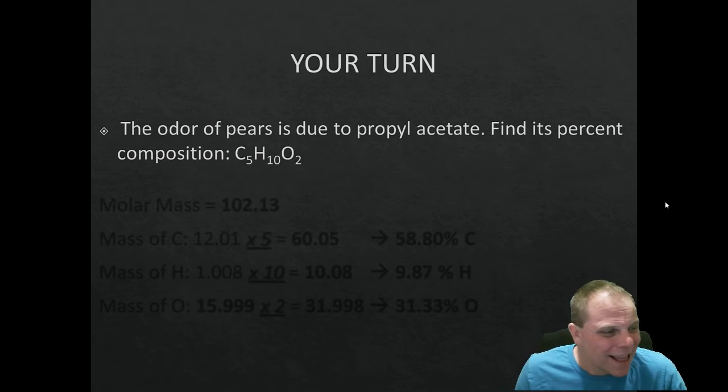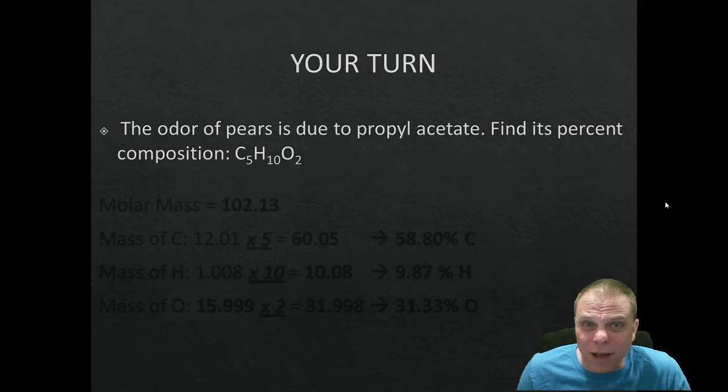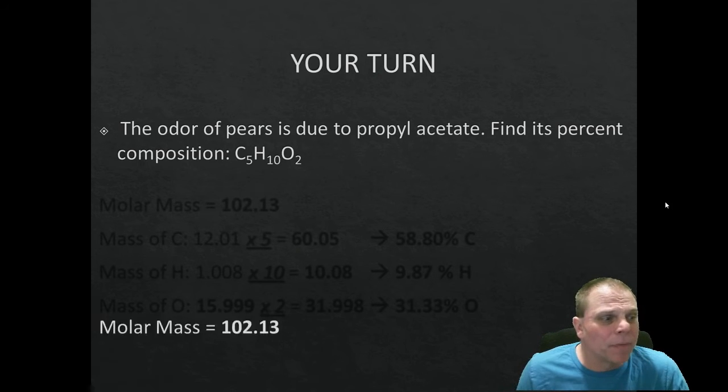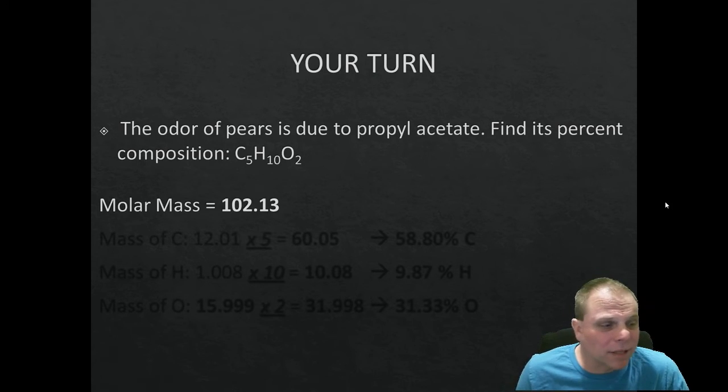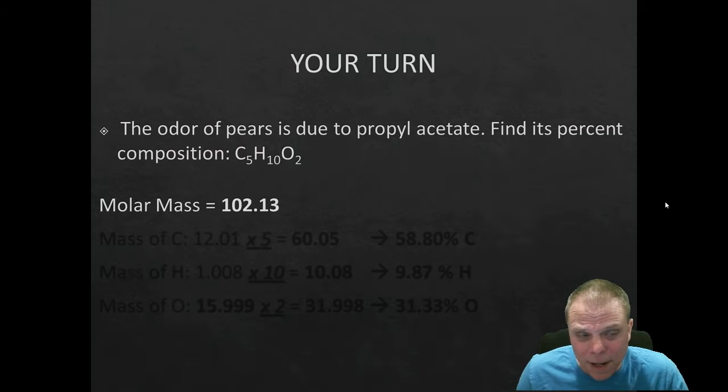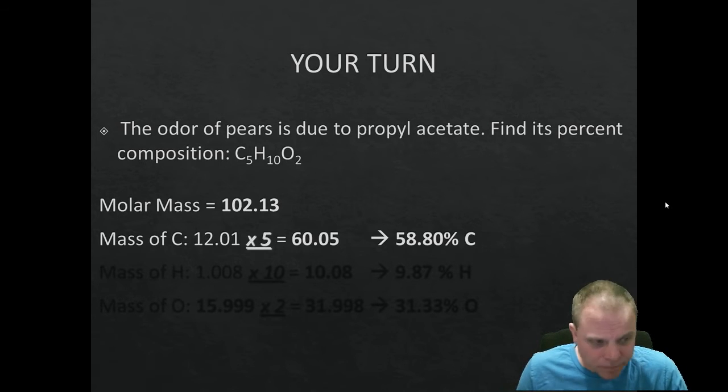And welcome back. So in order to figure this out, you had to add up all of them. So you had to figure out, well, gee, 5 carbons, 10 hydrogens, and 2 oxygens. You add all that together, you're going to get 102.13. Now you've got to take each individual, your carbons, that's 60.05. And so you take 60.05 divided by 102.13, and you get 58.80%.